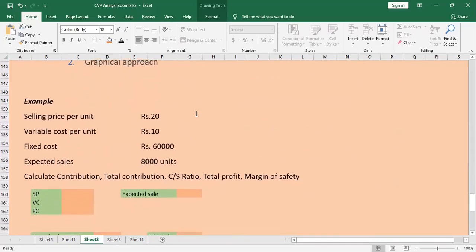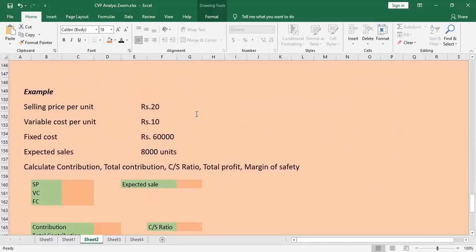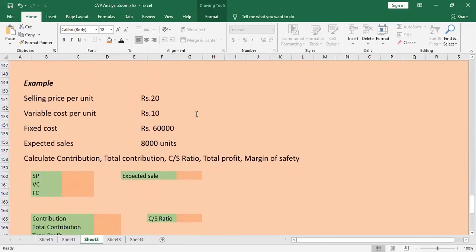Please, all of you, go through this example and get yourself familiar with it. Now, sales price per unit is given as 20, variable cost per unit is 10, fixed cost is 60,000 rupees, and expected sales are 8,000 units. We are supposed to calculate contribution, total contribution, CS ratio, total profit, and margin of safety. I hope that now you understand these concepts, these terms, and how to do the calculation.